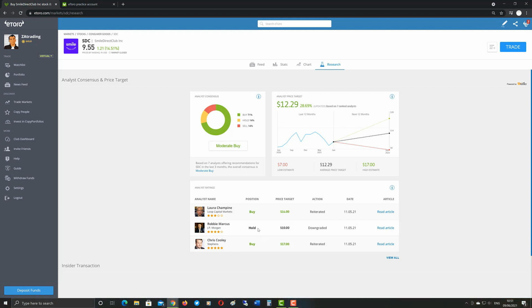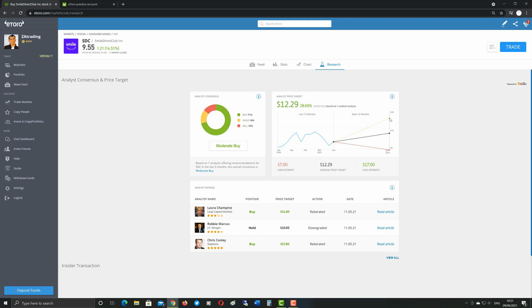Their price target is $14, $17 to $14, and $10 for this chap here in the middle who's saying hold. You can see the lowest it's traded at is $7 over the last 12 months. The average price target is $12.29, which is what it is at the moment, and it's $17 the highest trade. So they're expecting over the next 12 months it's likely to hit at least $17.